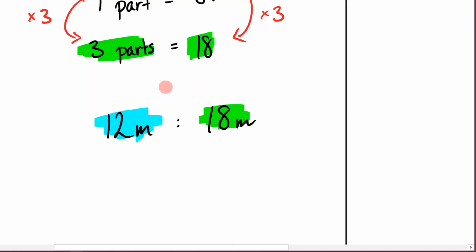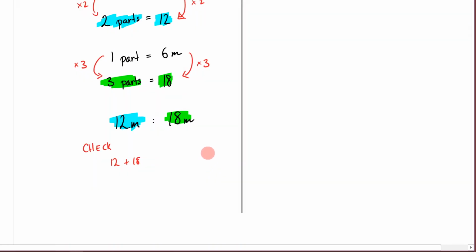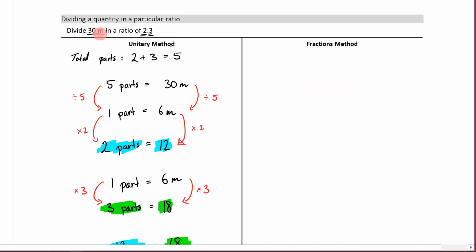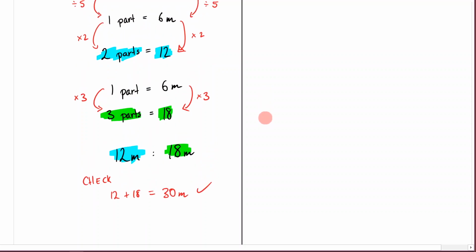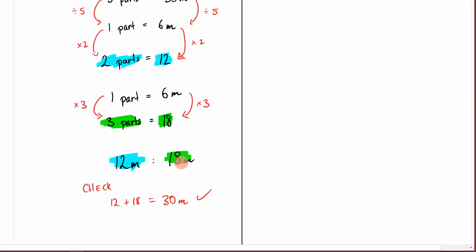The other check that we can use to double check that we have done this correctly is to add together these numbers. So 12 and 18, and if we've done it correctly, it should be the total of what we started with, which is 30. And sure enough, 12 plus 18 is 30 meters. So that means we've done it correctly. That is going to be my answer: 12 meters and 18 meters.